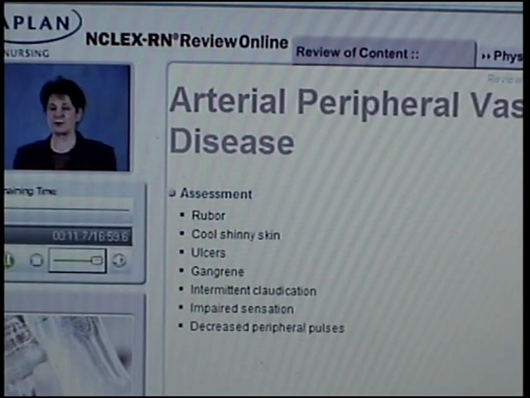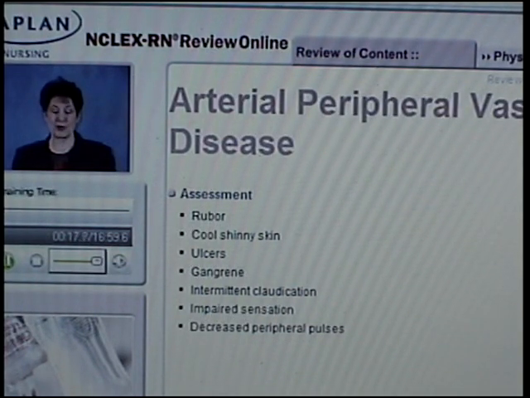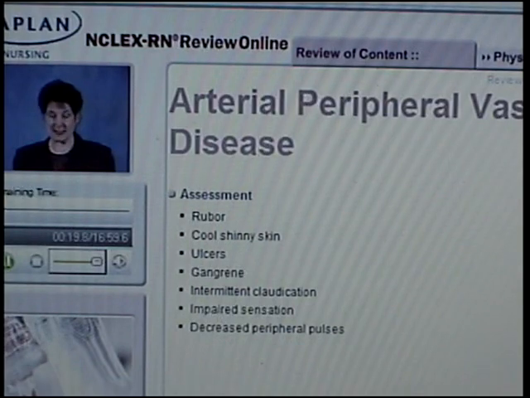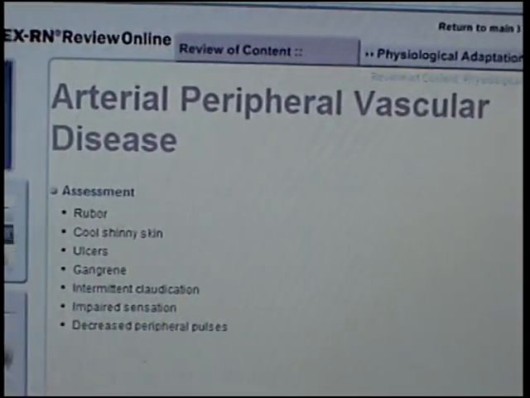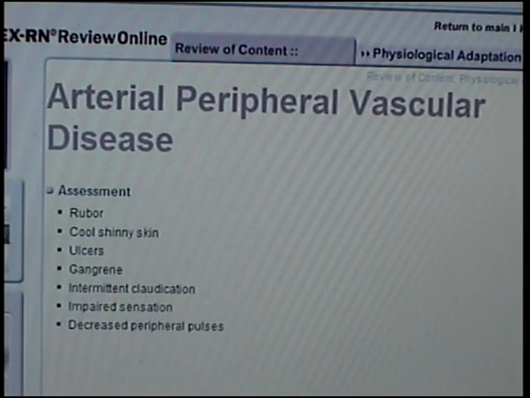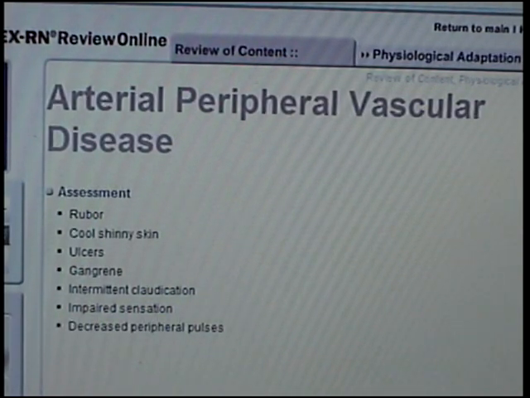Our next topic is peripheral vascular disease, and we're going to talk about both arterial and venous peripheral vascular disease. Let's start with arterial. What you will see is rubor or redness. The skin will be cool and shiny. There may be ulcers. The patient may develop gangrene.